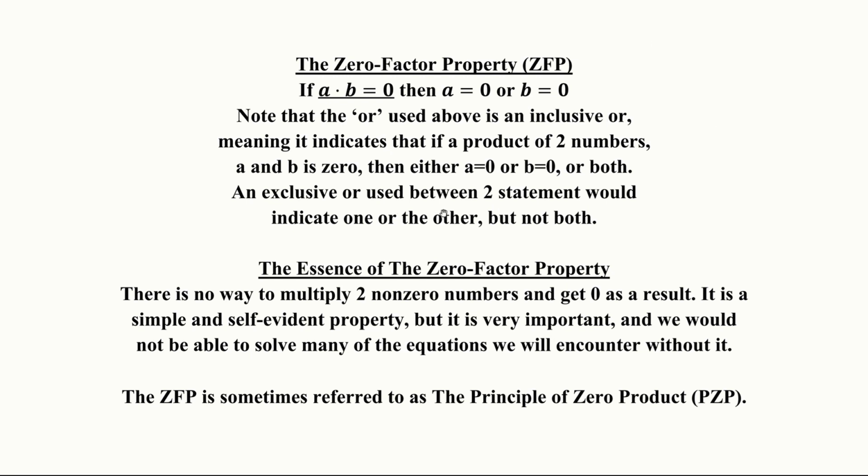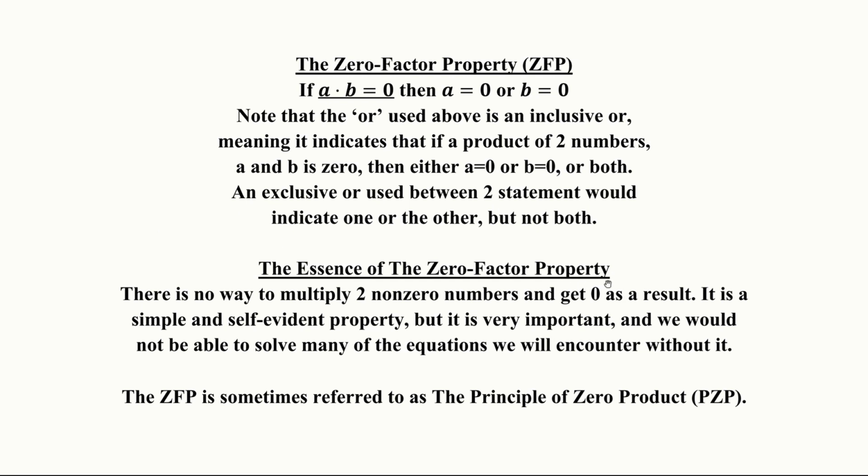An exclusive OR between two statements would be one or the other, but not both. But this is not an exclusive OR, and generally speaking in mathematics, when we use OR, that is an inclusive OR. Which is different from real life, right? Usually in real life, if you say, I'm going to go to the movies or I'm going to go to the live theater, you don't mean you're going to do both. You mean one or the other, but not both. But in mathematics, we use it in the inclusive sense.